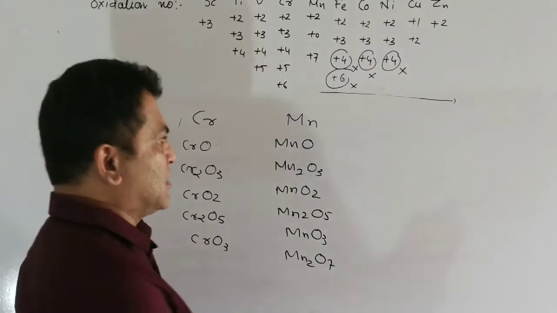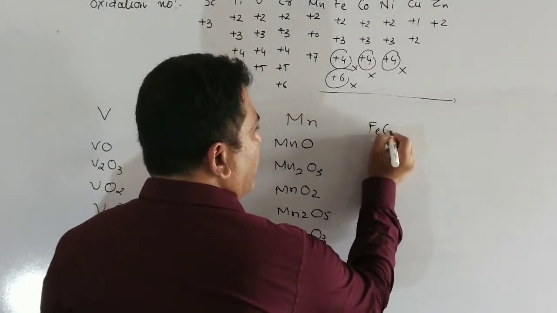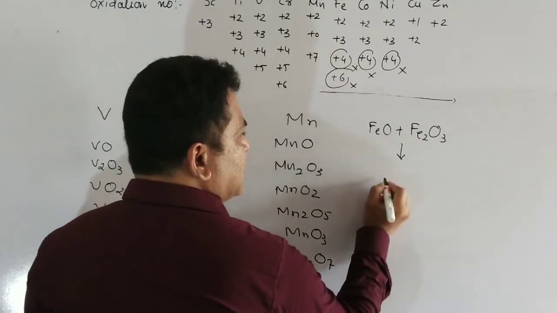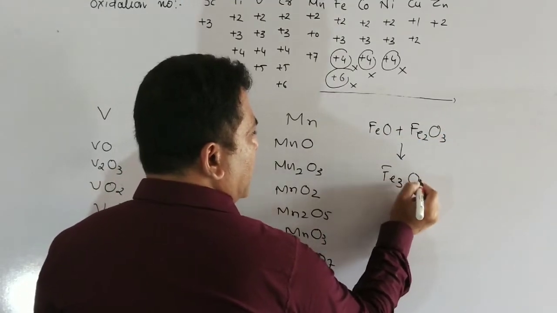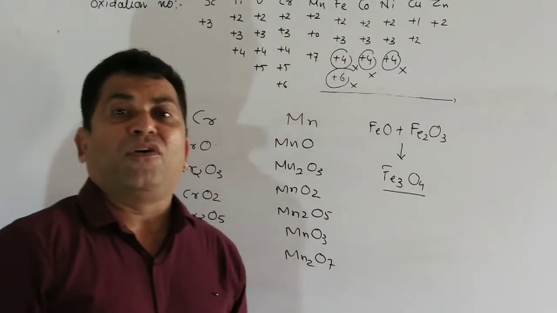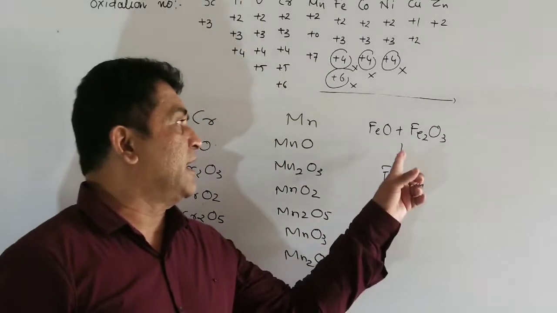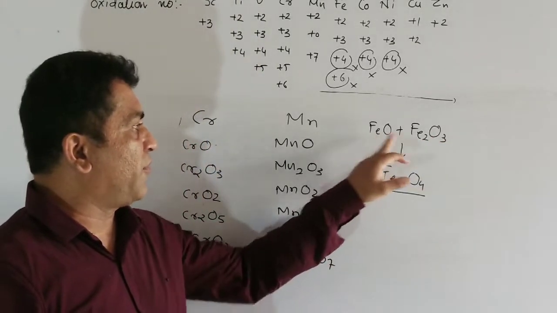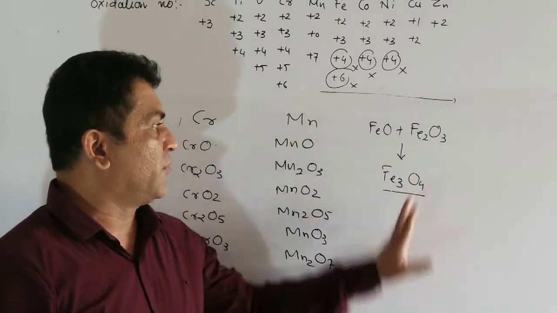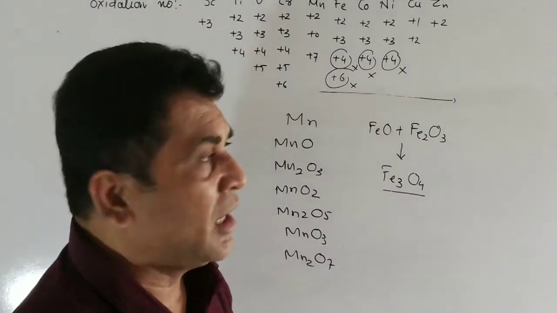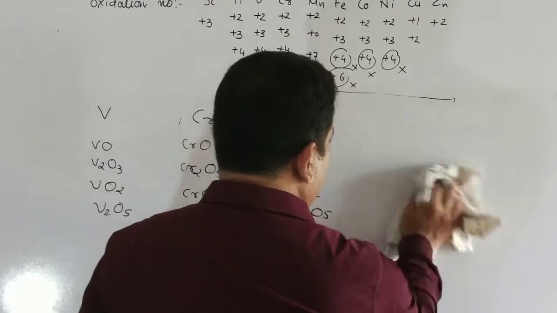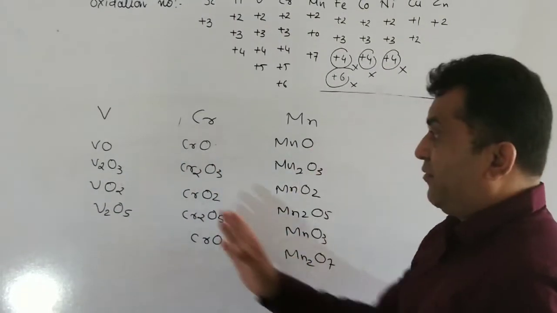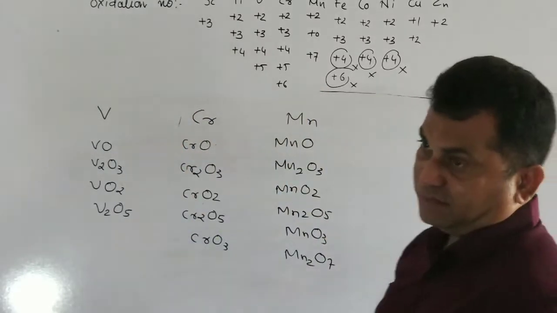The only important thing is that when FeO and Fe2O3 combine together by mixing, they make Fe3O4. So Fe3O4 is a mixed oxide of FeO and Fe2O3, with three Fe and four oxygen. This is all we study about iron oxide. But here there are lots of exciting and interesting things we are going to study.